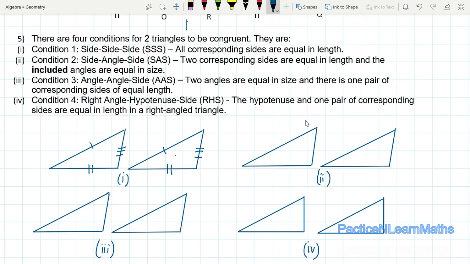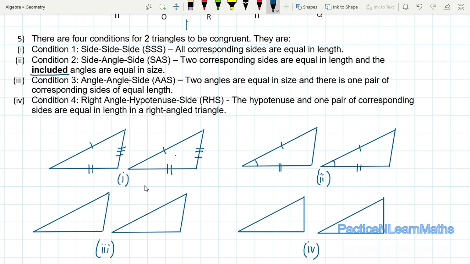Now, side, angle, side. Now, you see the angle is in between. So, if this side is equal to this side, and if these 2 sides are equal, then the angle in between should be equal, not any other angle. The angle in between the 2 equal sides. So, 2 corresponding sides are equal in length, and the included angle, see the word included I have highlighted, angles are equal in size. Then they are congruent triangles.